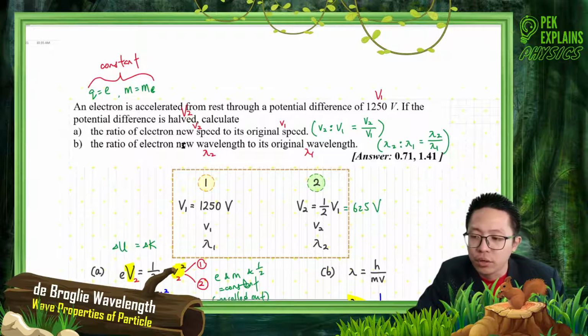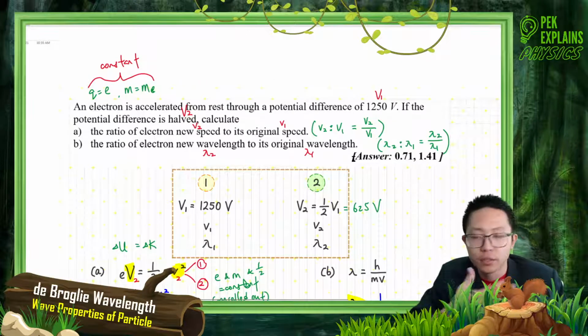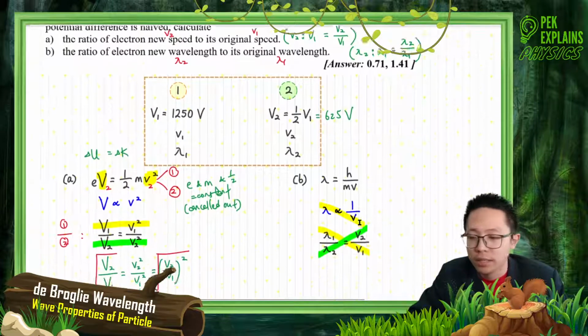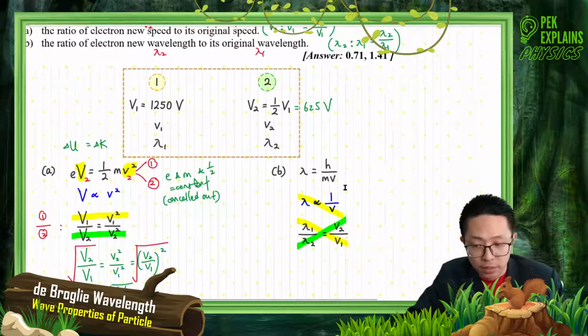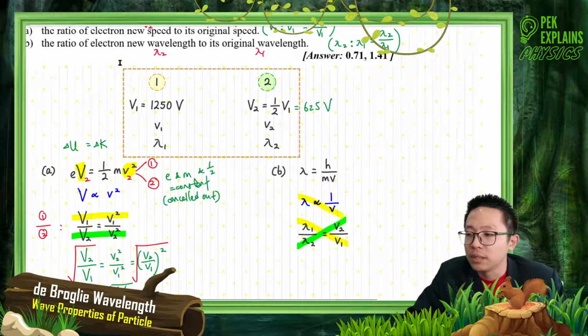Now, ratio of new wavelength to original wavelength. So what's the formula for wavelength of electron? The de Broglie formula. Lambda equal to h over mv, isn't it? So which one is constant? The mass is constant. The h also constant.